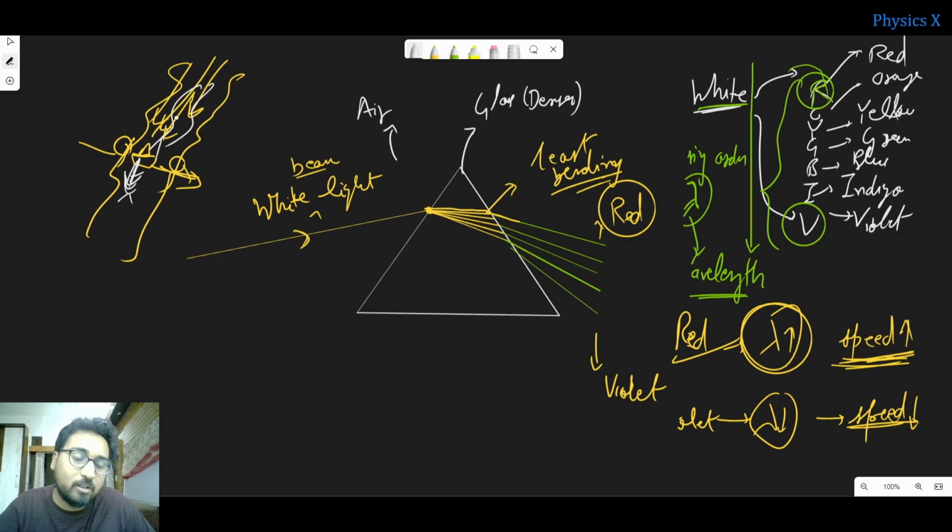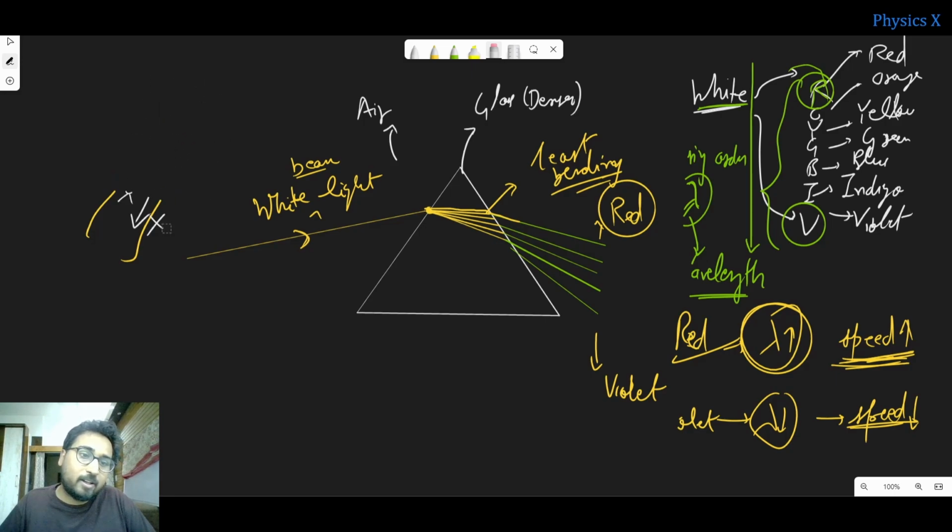So this flow of water effect will displace the boat in this direction very little if the speed of the boat is more. You can consider a similar case here: red light has the highest speed. As it has the highest speed and a larger wavelength, it will bend the least, and that is why it will be at the top.